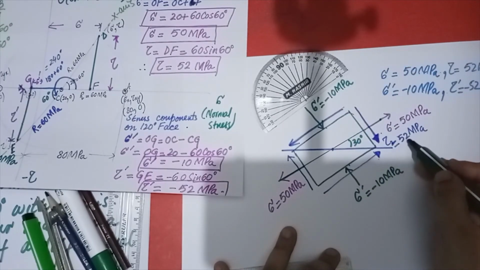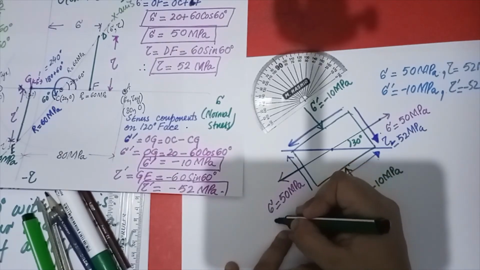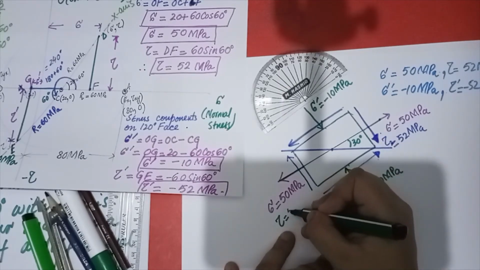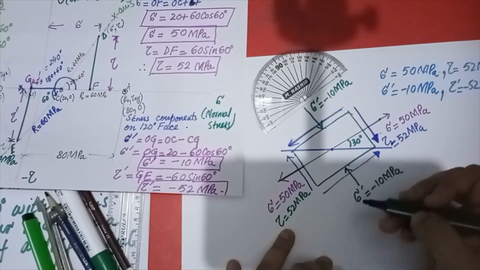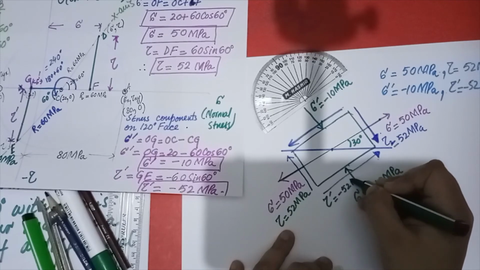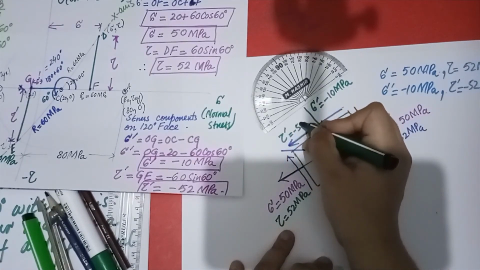Now tau is this 52 MPa. If this is tau, then this will be tau, 52 MPa positive. And this one is what? This one is tau dash, and this is minus 52 MPa. And this is again tau dash, minus 52 MPa.